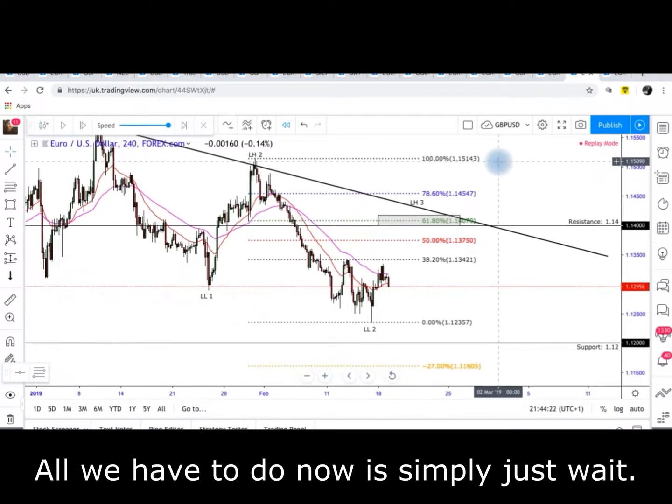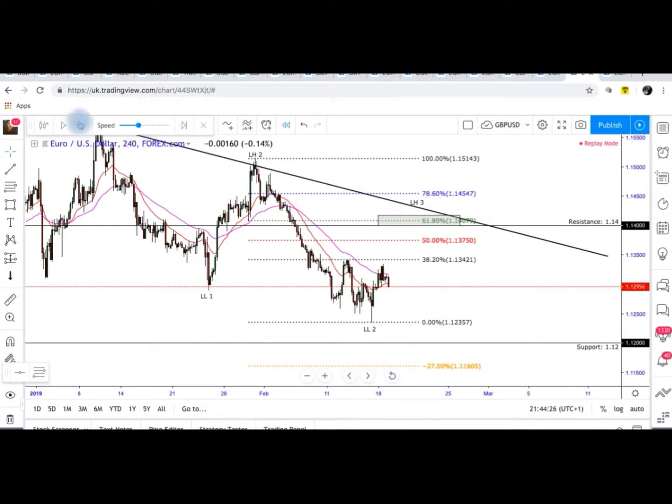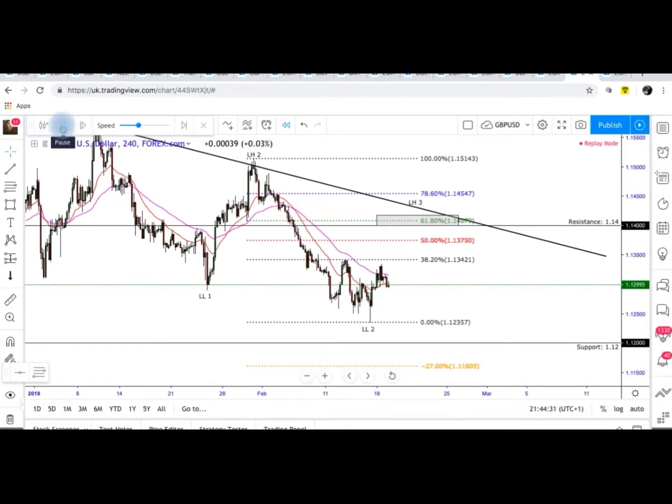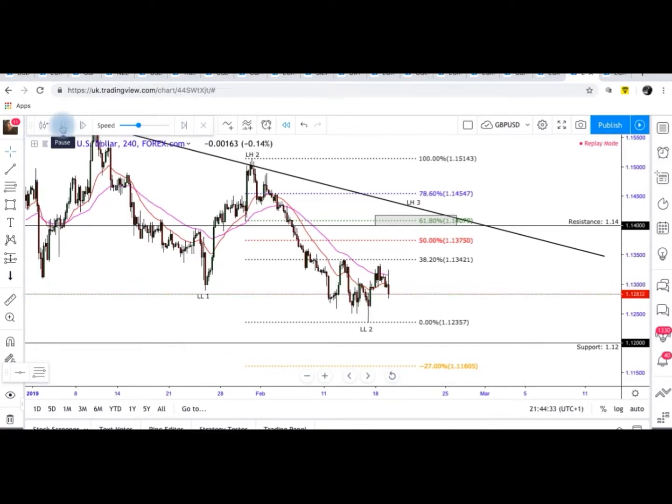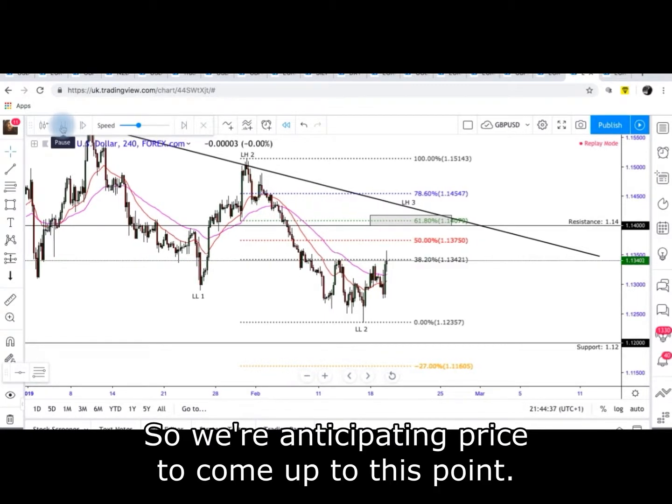So all we have to do now is simply wait. So let's just play this out and see what happens. So we're anticipating price to come up to this point.